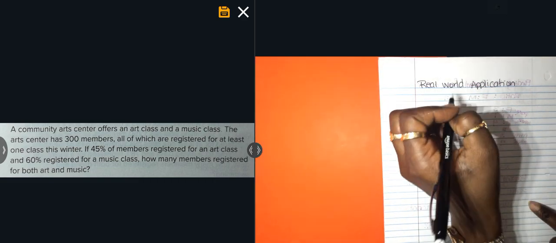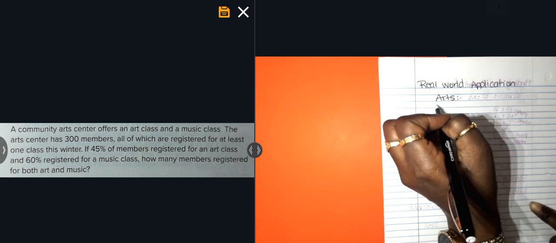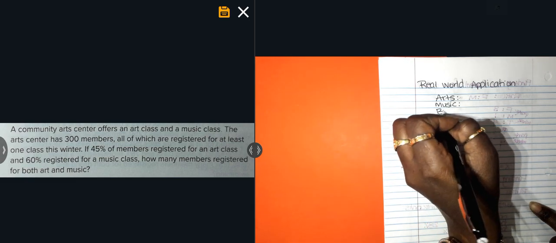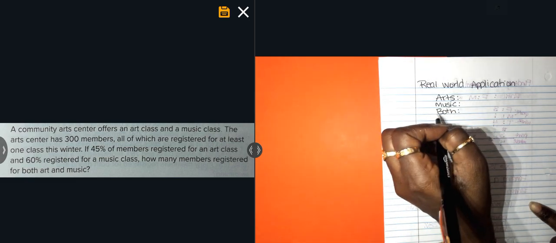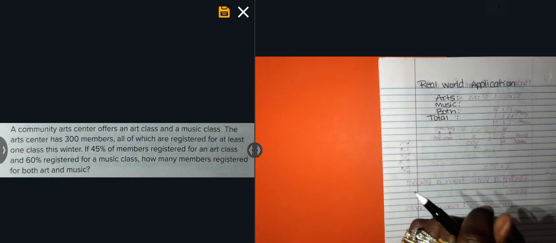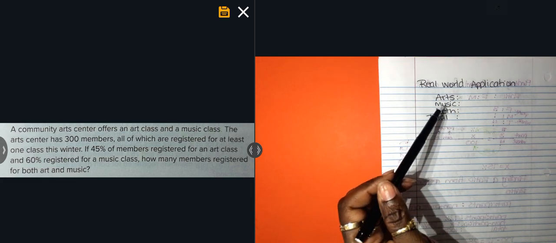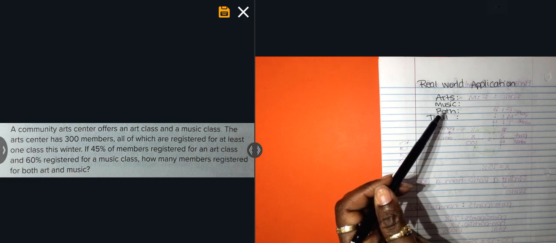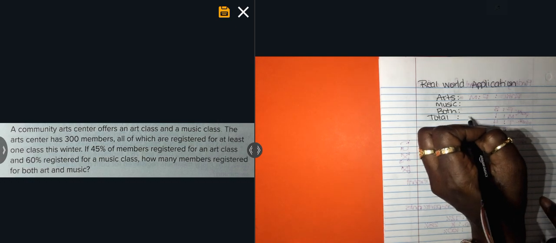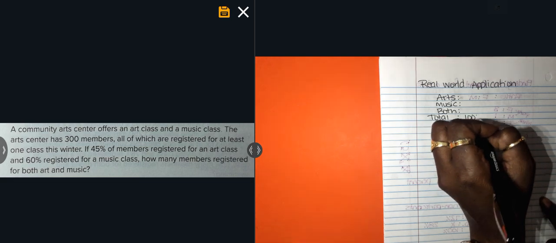So, first, let's look and see what all the pieces are that we're talking about. We're talking about an arts class, we have a music class, we have some that are signed up for both classes, and then we have our total. And so, what this means is we're going to have some people that are signed up for art, some are signed up for music, some are signed up for both of those classes, and then we should have our total. In regards to the percentages, because they give us percents, we know that the total is going to be 100%, right?